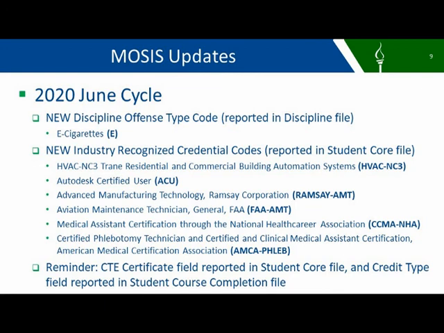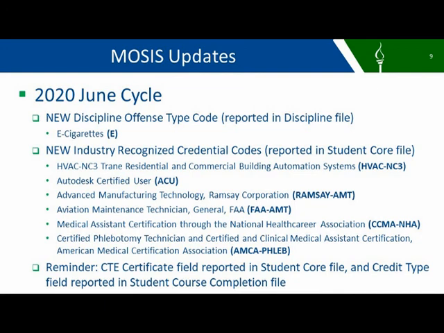For the June discipline file, there will be a new discipline offense type code for e-cigarettes, and that new code is going to be E. There are also 6 new industry recognized credential codes that will be available to be reported in the June student core file. Those are listed here.